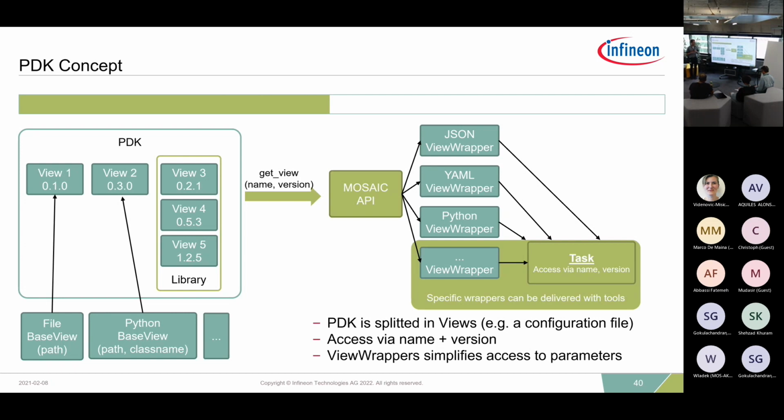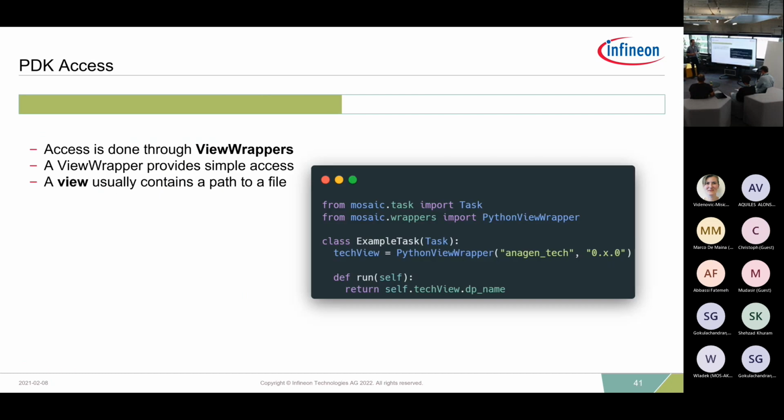This is not used yet, but in principle, you could also group views together in a library. Okay. So now, what does this access look like? Here, for example, if we have this Python view wrapper, we again just define this dependency up front. We say Python view wrapper, and we say name and version. And here we use this semantic version scheme to define which view versions are compatible with this task.